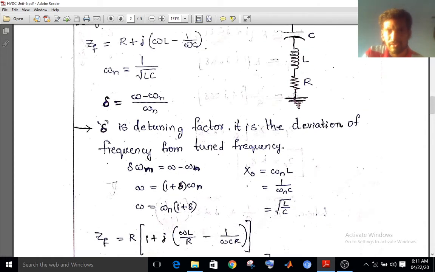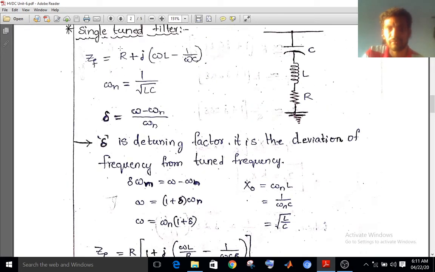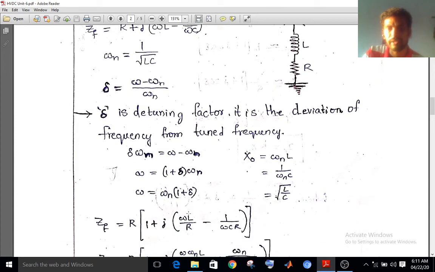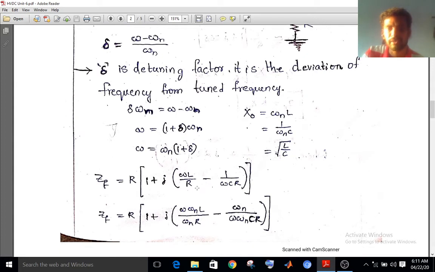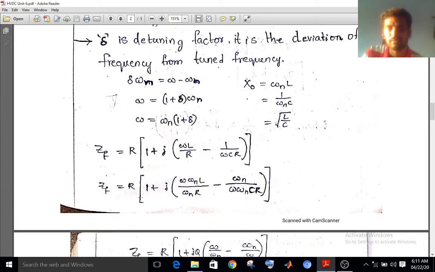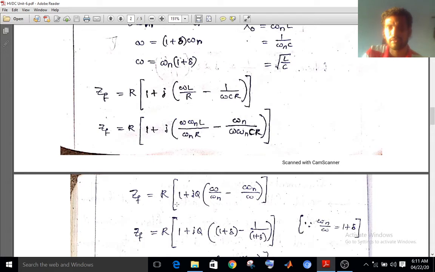So from this equation, Zf is equal to r plus j omega L minus 1 by omega C. I am making r common, so I leave 1 here, plus j times omega L by r minus 1 by omega C r. What I am doing is multiplying and dividing with the tuned frequency. So Zf becomes r into 1 plus j, omega into omega n L divided by omega n r, minus omega n by omega into omega n C r.